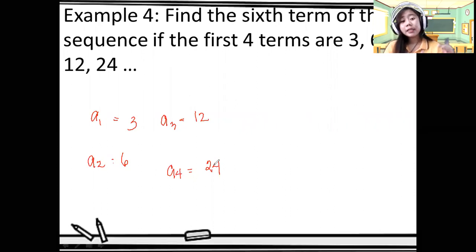So, siguro para hindi na tayo mahirapan, hanapin na rin natin yung fifth term, then sixth term. Okay, so a sub 5 is equal to, what do you think, class? What do you think is the pattern here? So 3 times 2 is 6. 6 times 2 is 12. 12 times 2 is 24. 24 times 2 is, what do you think is the answer?